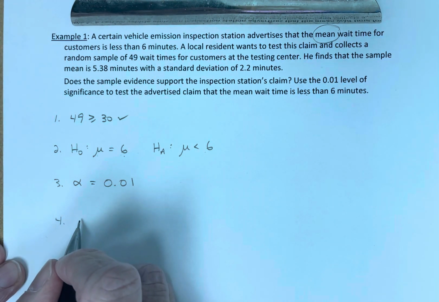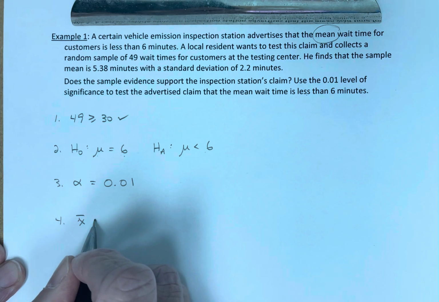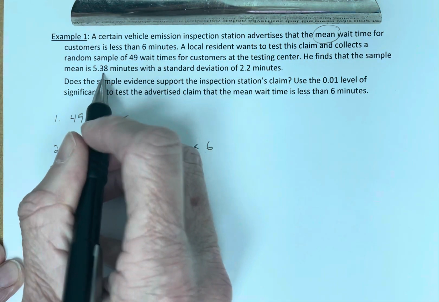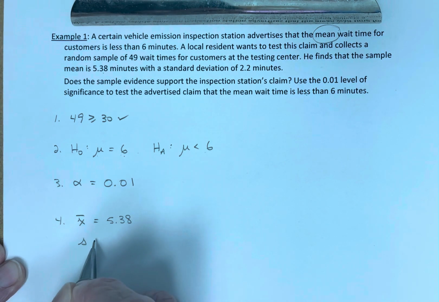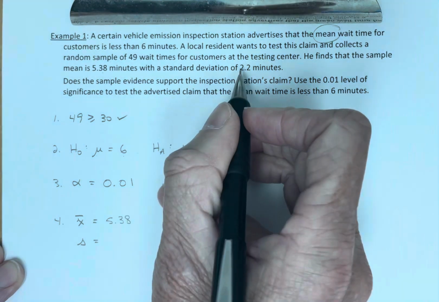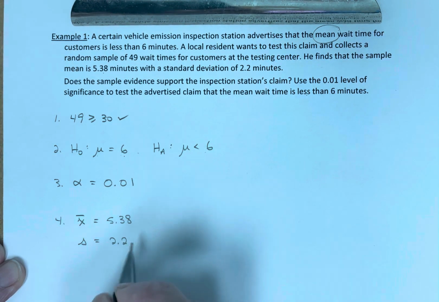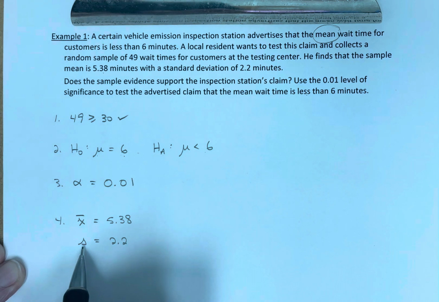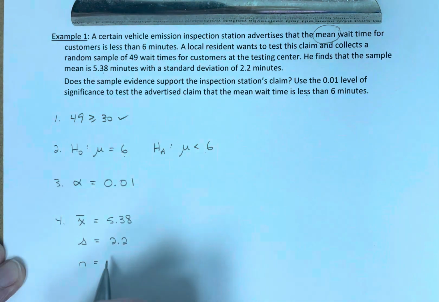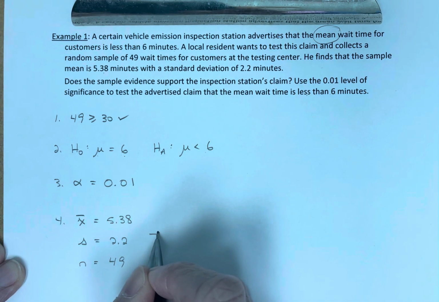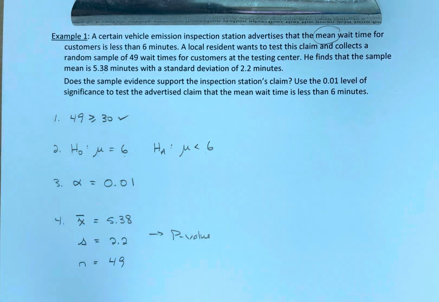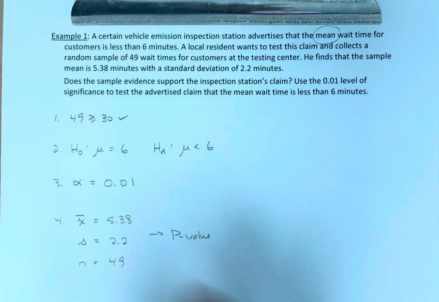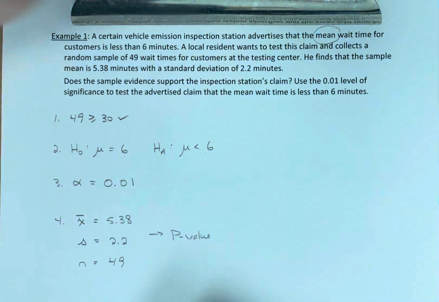Number four, we need to know for our sample the sample mean. Well, we're told that is 5.38 minutes. We need to know our sample standard deviation, which we're told is 2.2 minutes. And again, with me, I use a cursive s, otherwise my s's look like 5s. And our sample size we already know is 49. So we're ready to go with StatCrunch to get our p-value. And remember our statement, if the p-value is low, the null must go. Let's see what the p-value is.